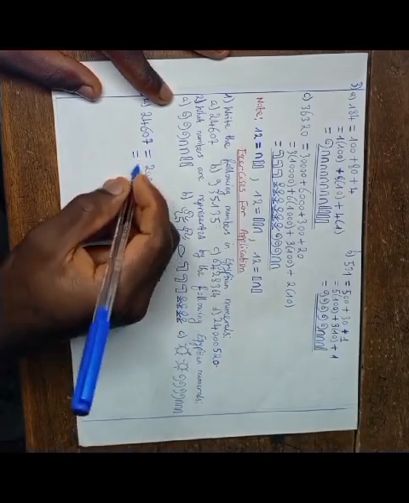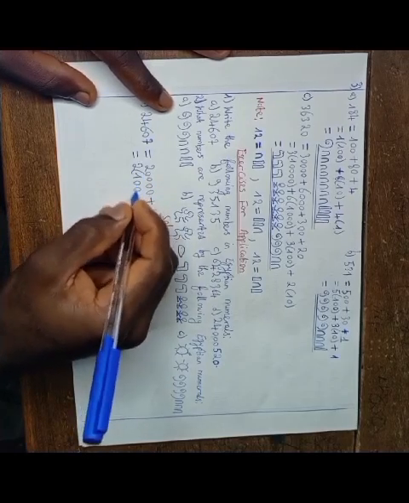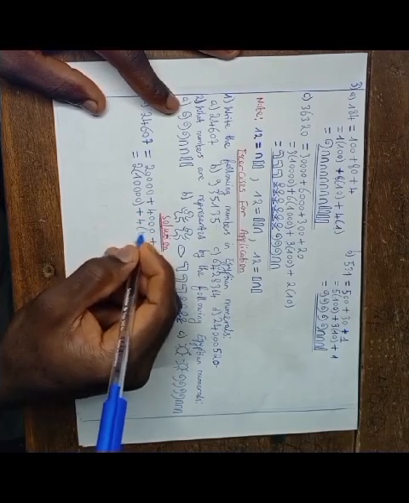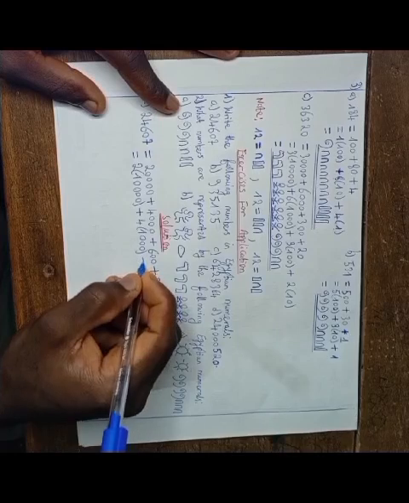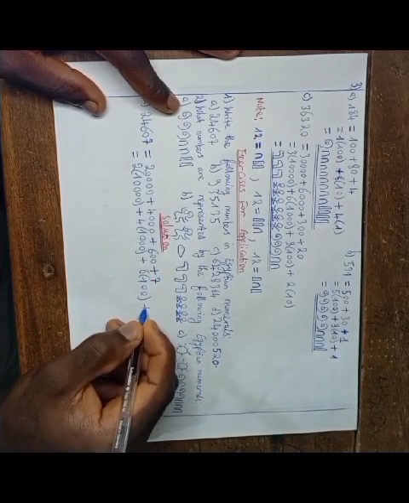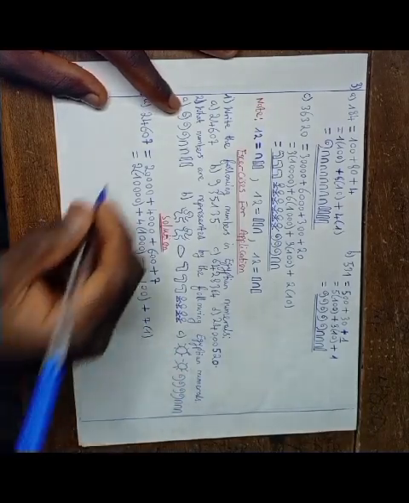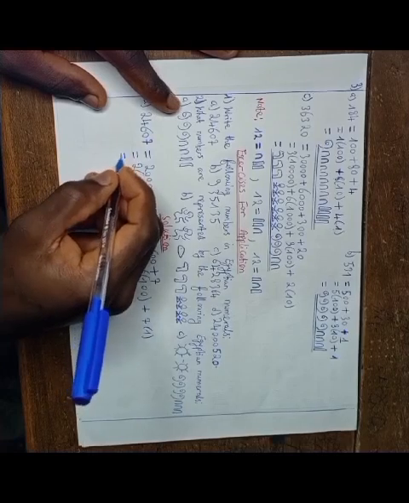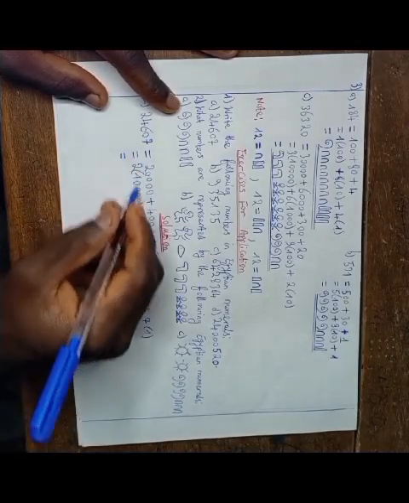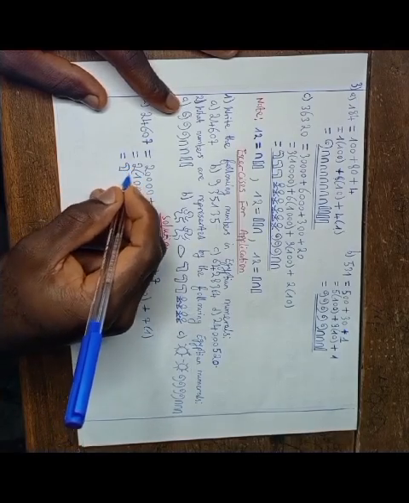This can be written down as 2 times 10,000. 2 times 10,000 gives us 20,000 plus 4 times 1,000 plus 6 times 100 plus 7 times 1. 7 times 1 gives us 7. This will simply be equal to, the Egyptians represented 10,000 by using a bent finger. So 20,000 will be represented by using 2 bent fingers. So you're going to write down 2 bent fingers.